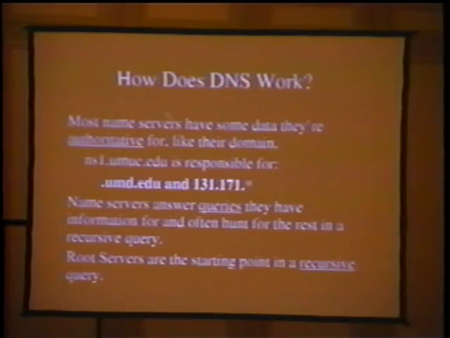Basically, when you have a name server, a machine that makes these translations from names to IPs, most of them have some information they're actually responsible for. It might be the University of Maryland, and their reverse IP addresses. Name servers tend to mostly all have some part of the DNS space they're responsible for.